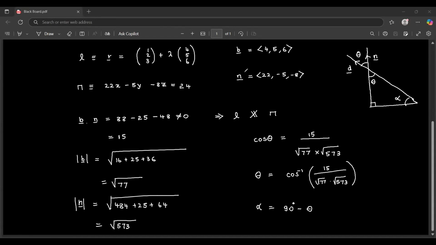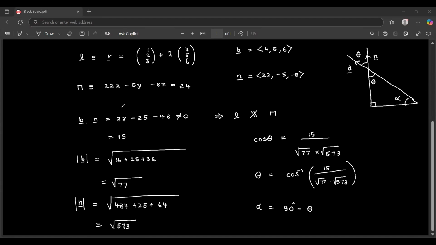So first of all, check whether the line is parallel to the plane. For that you have to find the scalar product of b and n, the direction vector of the line and the normal vector of the plane.